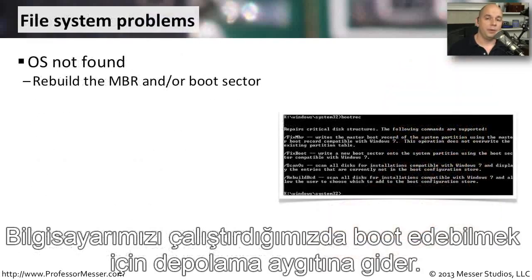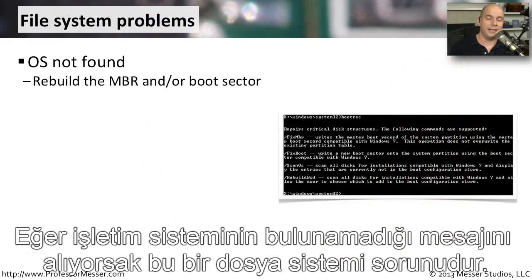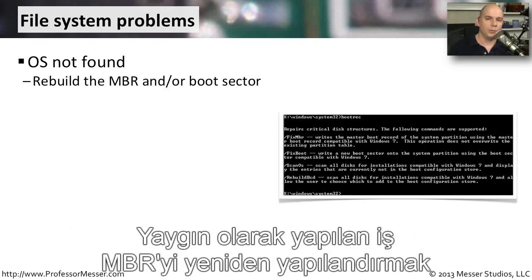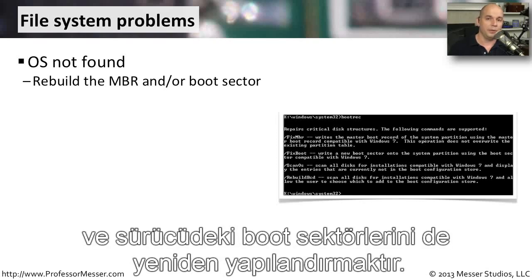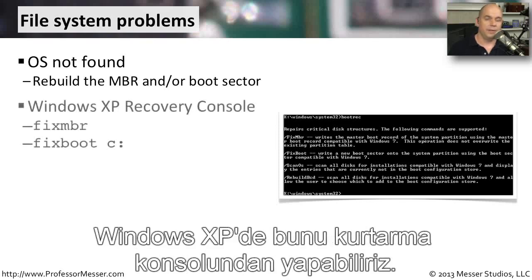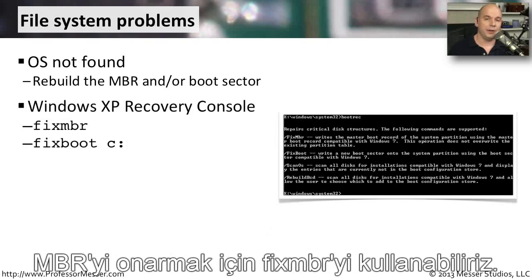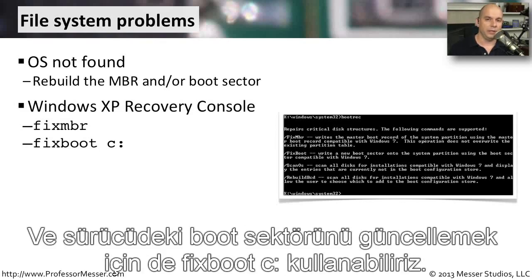If we start up our computer, it goes to our storage device to try to boot, and we see a message that says the operating system is not found. Well, that speaks to more of a file system problem. And a common workaround is to rebuild the master boot record and perhaps also rebuild the boot sector on that drive. In Windows XP, we would do this from the recovery console. We can use fixmbr to overwrite the master boot record and do a fixboot C: to update the boot sector that's on that drive.